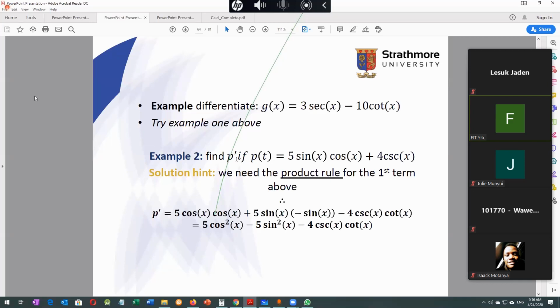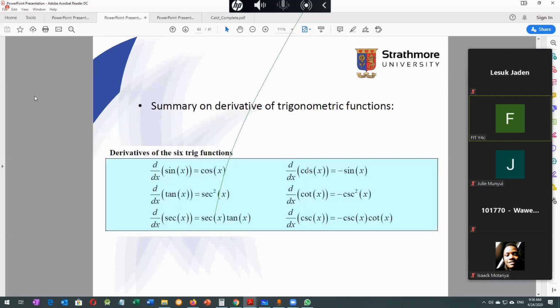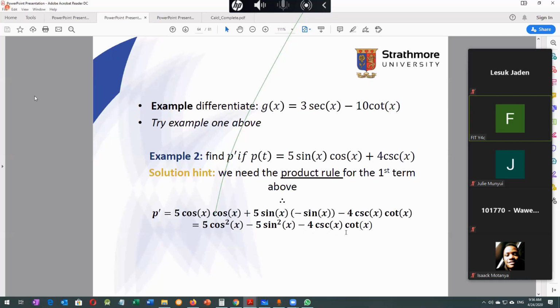Find the first order derivative, or p prime. So here we can always use y's and p's and t's, any letter, but we normally use x and y. But now we are using p here. So p is 5 sine x cos x plus 4 cosec x. For this first term here, we use the product rule, just like we were doing. And I use these rules here to get the derivative. Then finally, I get this, which I don't simplify further. And this now is the answer.